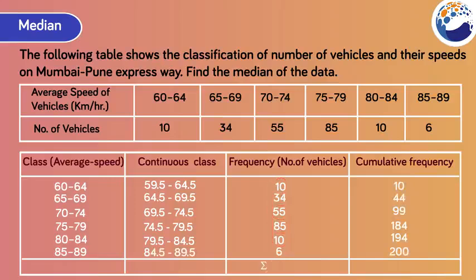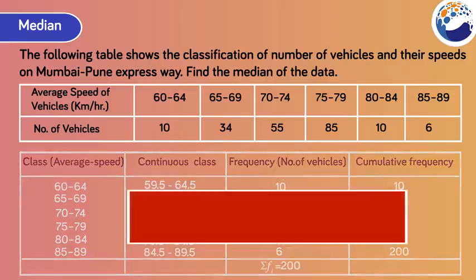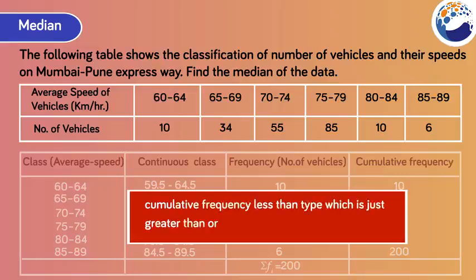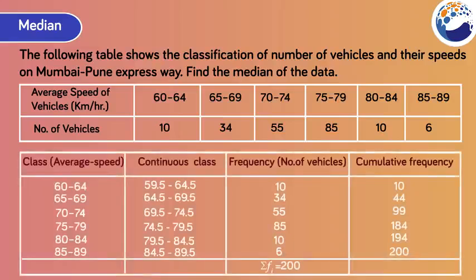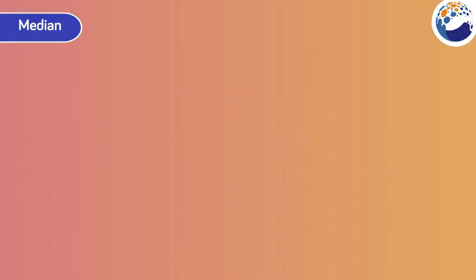Then we find the summation of frequency. The cumulative frequency of less than type, which is just greater than or equal to n by 2, which is equal to 200 by 2, is 100. Therefore, frequency is equal to 85 and cumulative frequency is equal to 99. To find the median, we need total frequency n equal to 200 and n by 2 equal to 100.